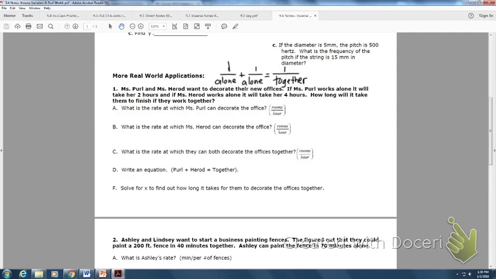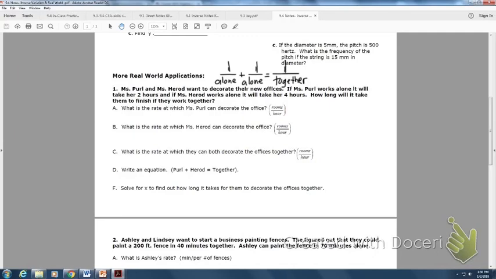Whenever you're setting this up, just think of that as 1 job, 1 job, 1 job. Okay, and it's that same job, and I'll clarify that. A lot of times there's some confusion, and number 2 is a good example of that. But going through this first one, it says Miss Pearl and Miss Harrod want to decorate their new offices.